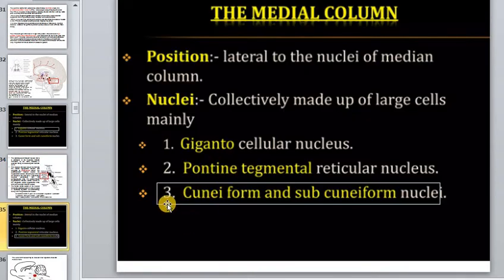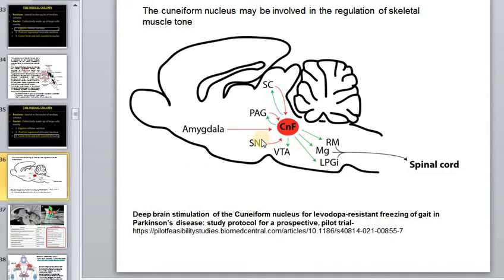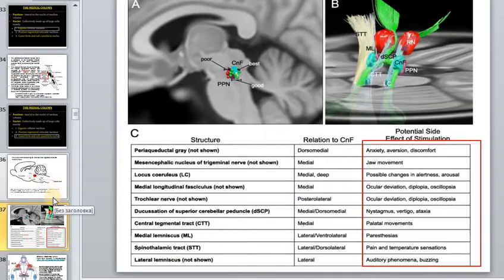But the next one is the third group of nuclei, which can produce the same neurotransmitters, and this cuneiform nucleus may be involved in the regulation of skeletal muscle tone, but this function we will discuss later. And it's not the only point, and on the next slide we will see this. As you see, it is a very recent study of this nucleus, and another one that shows the function of this nucleus.